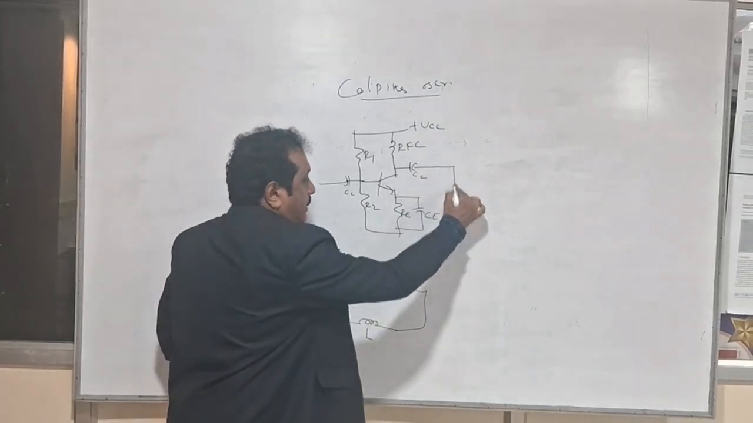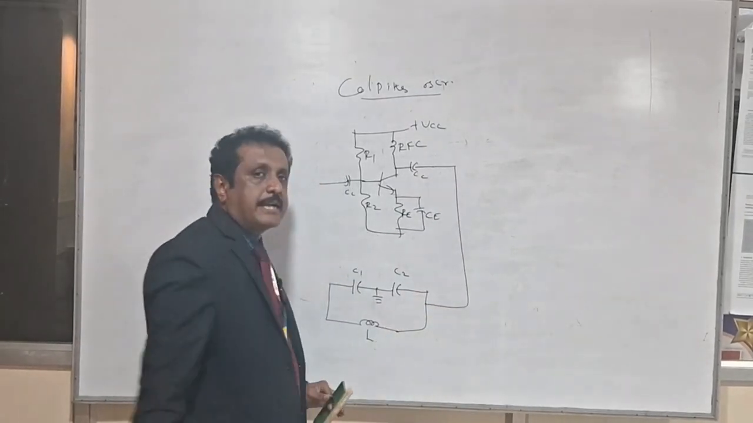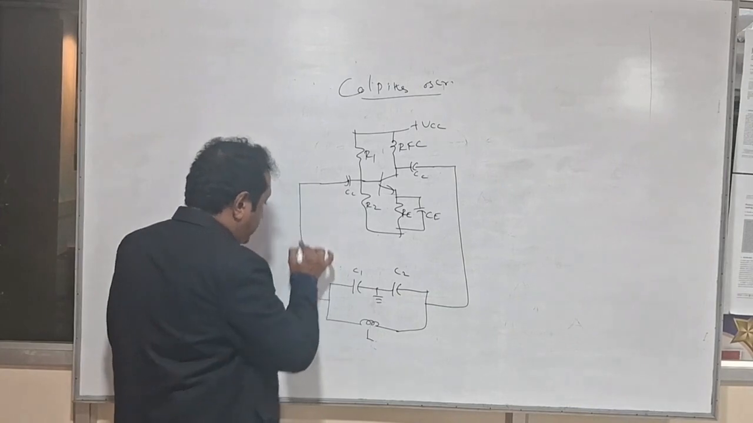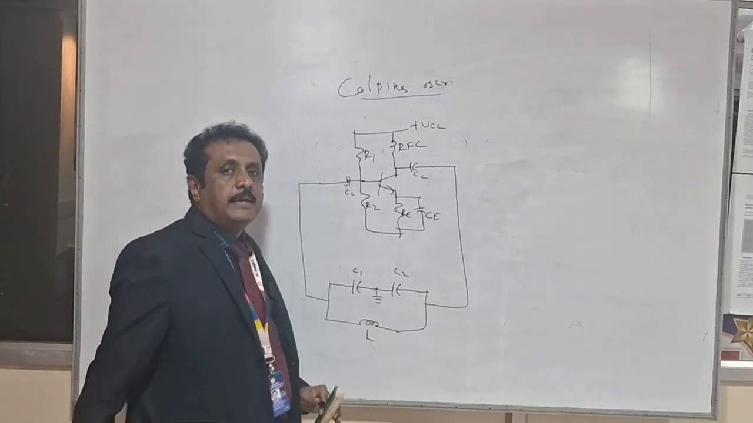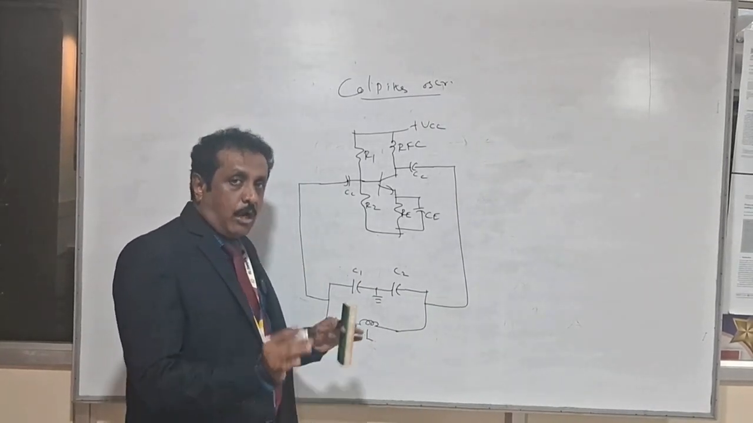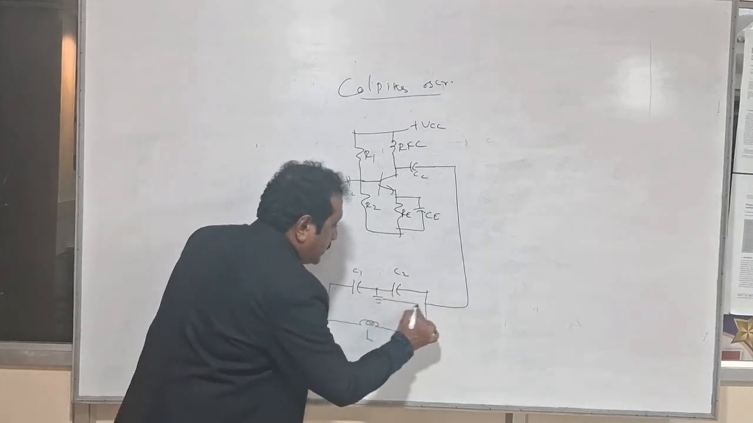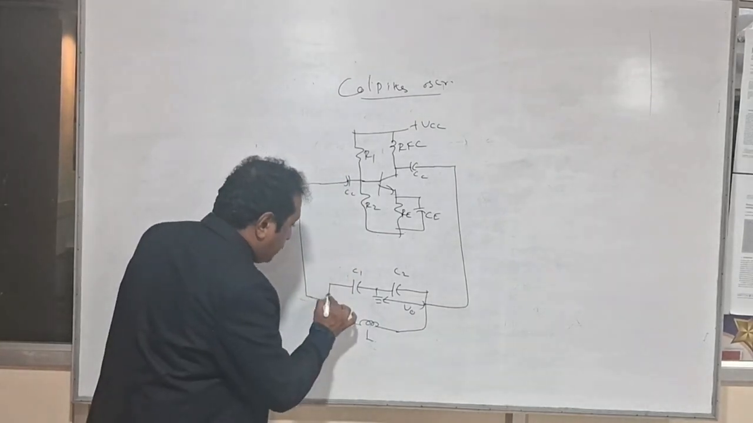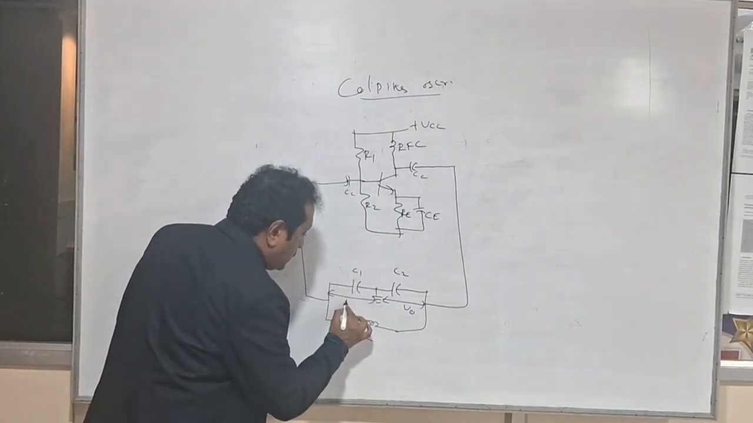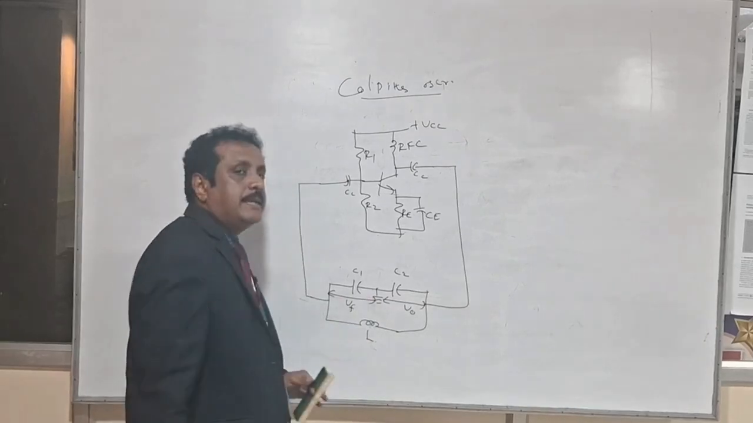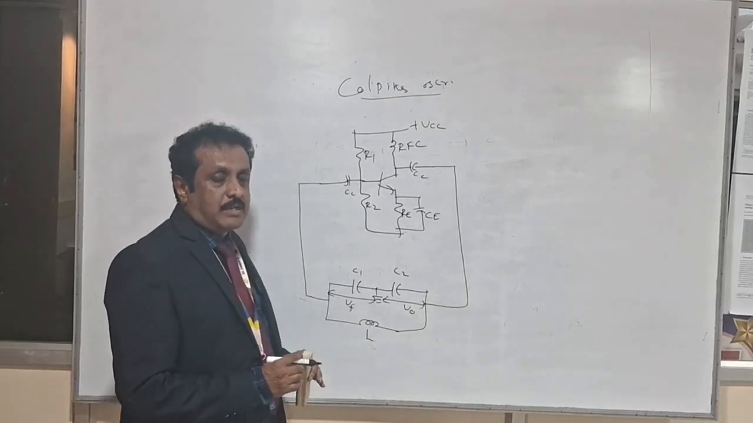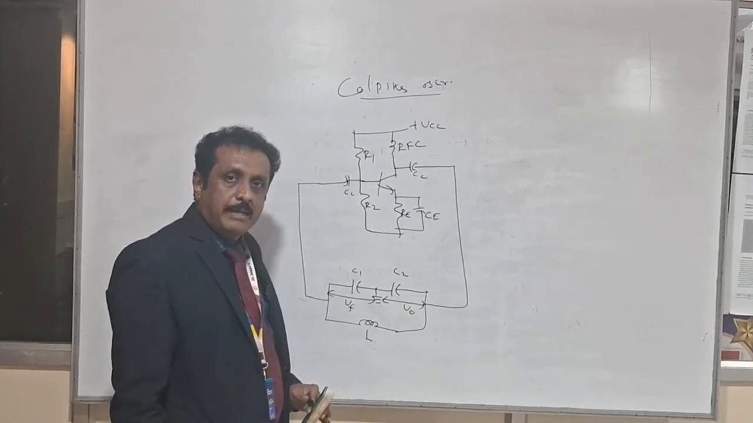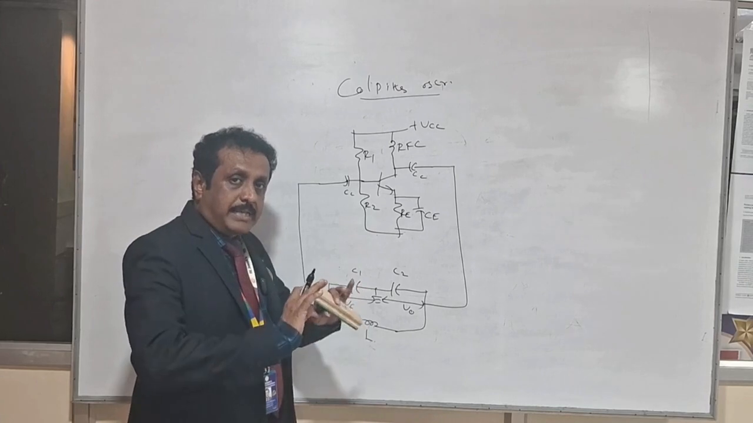The output of the common emitter will be given to the input of the feedback network, and from the feedback network, the feedback signal is given back to the input of the common emitter amplifier. So the output will appear across C2, that is V0 will be here, and the feedback signal will appear across C1, that is Vf will be across C1. This Vf will be given back to the input of the common emitter. The remaining working is the same.